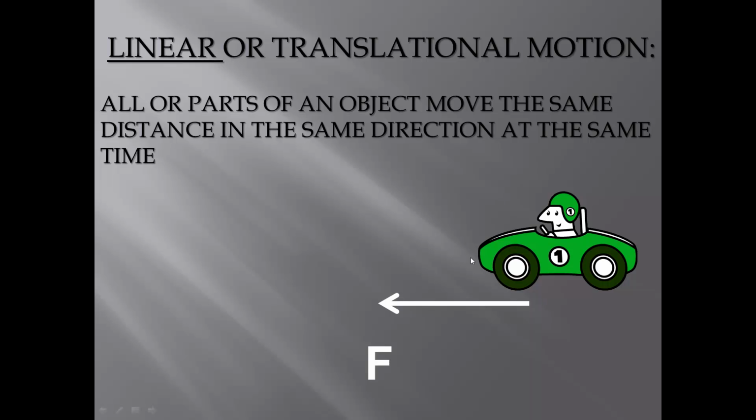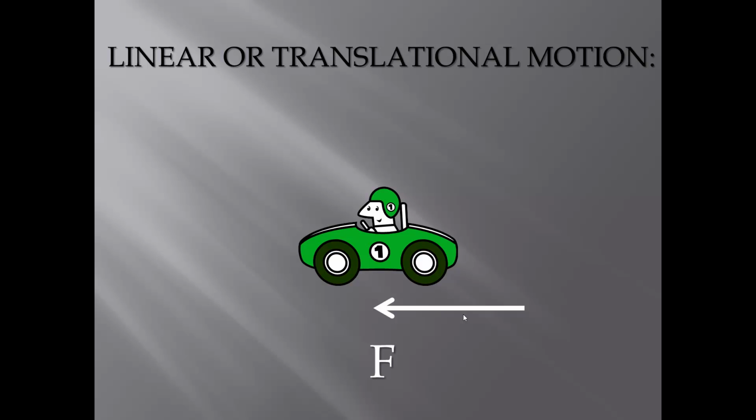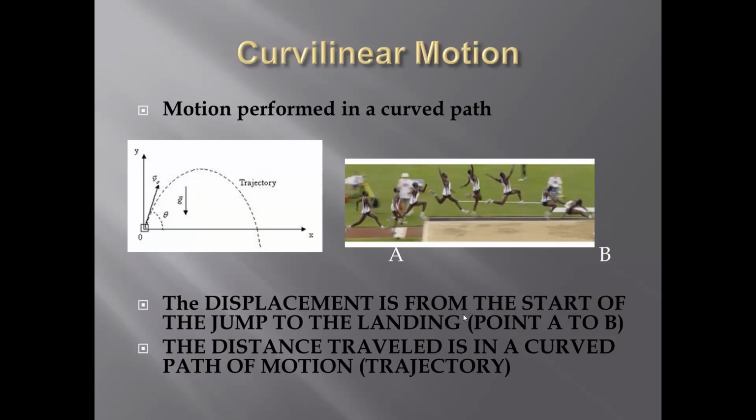If we look at linear translational motion, all parts of an object move the same distance in the same direction at the same time. So if we apply a force to the driver in the car, he moves from one point to another in a straight line. In a curvilinear path, let's look at this.